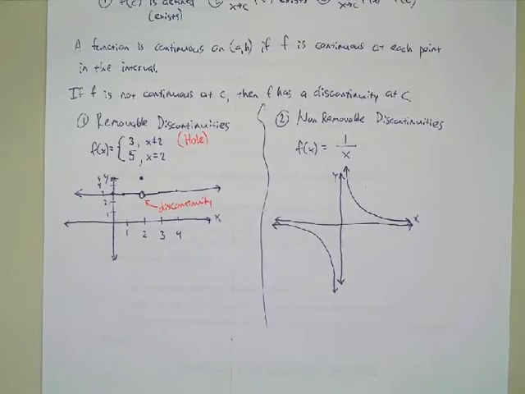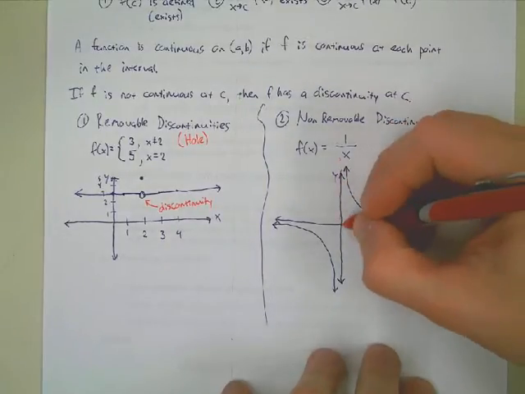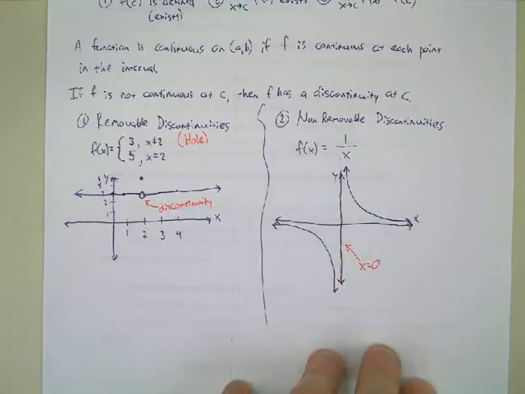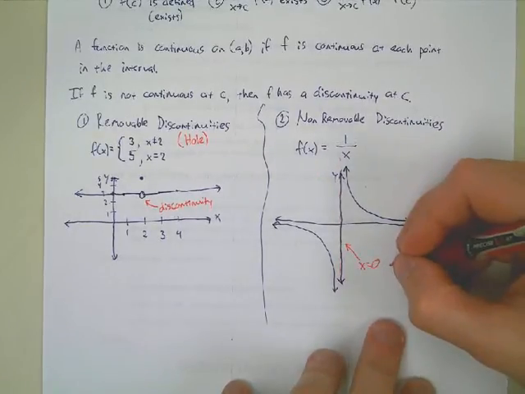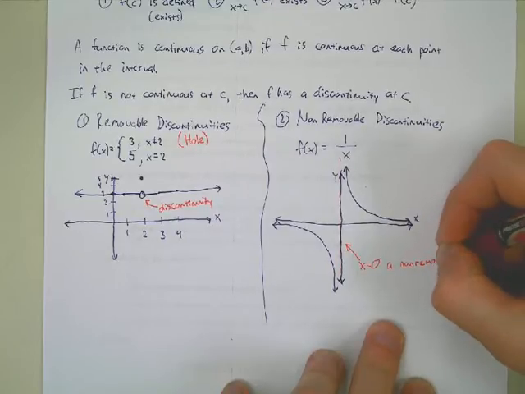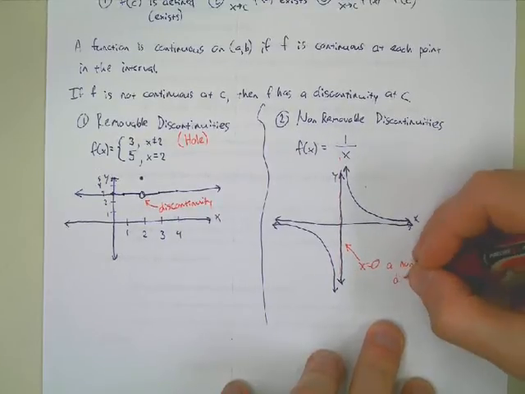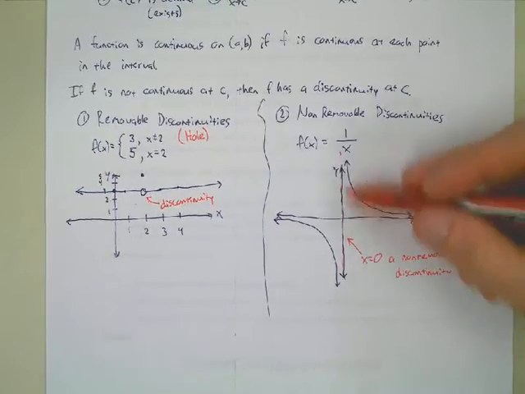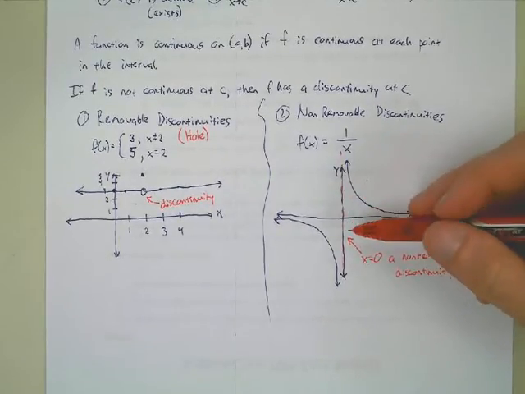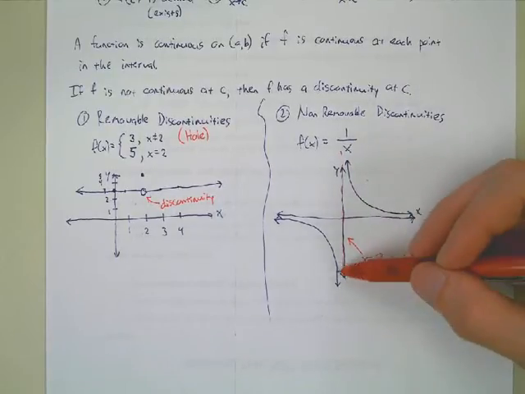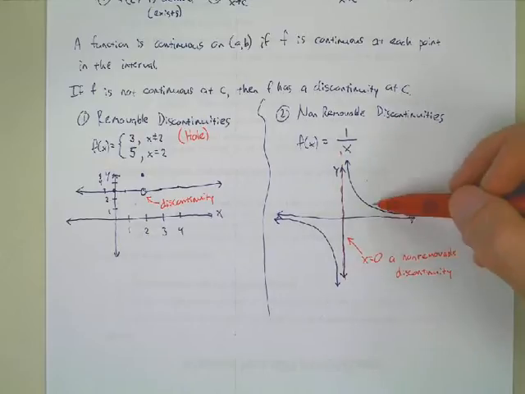So x equals 0 is a non-removable discontinuity, and you can see here the difference in the nature of it. You can just see the picture, right? There's no easy way to fix this. There's this asymptote. Our function goes to negative infinity from the left and positive infinity from the right, and there's no way to really fix this.